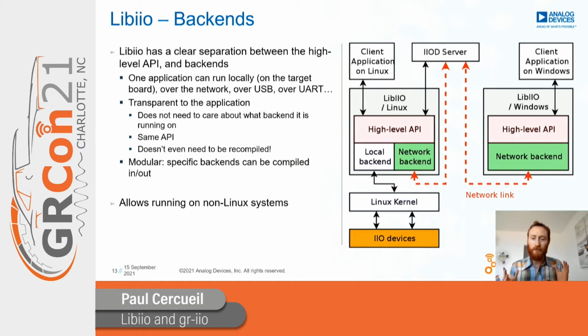Since your application is compiled with the high-level API, there is no distinction between backends. The API is the same, and as such, it can run with different backends. It doesn't even have to be recompiled; it just works out of the box through USB or through network, etc. And this is a modular system because you can choose which backends you want compiled inside the library. You can compile only the local backend if you want to, only the network backend if you want to, or USB, or any combination of these.